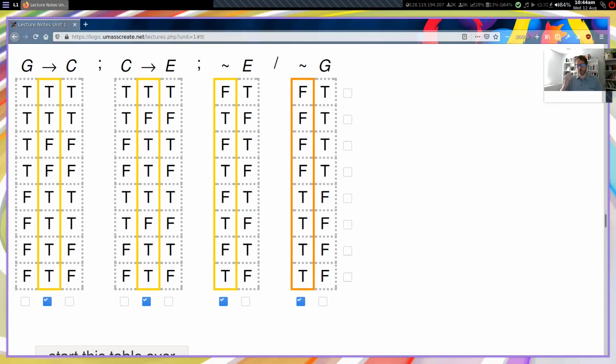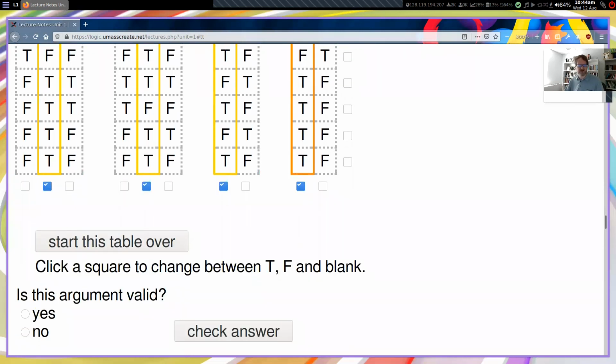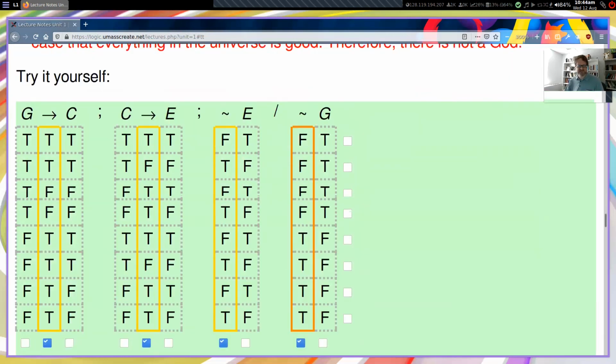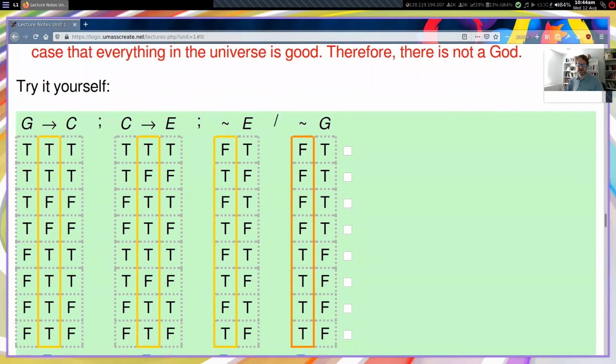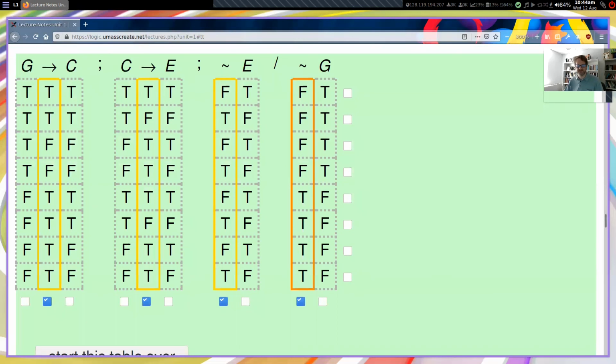If we can't find a row where all the premises are true and the conclusion is false, that makes it a valid argument. I'm not saying this argument is sound, right? This is an argument about whether or not God exists. It could be a valid but unsound argument if one of the premises is false, but the argument is valid. There's nothing wrong with the process of reasoning. If the premises are true, the conclusion is true.